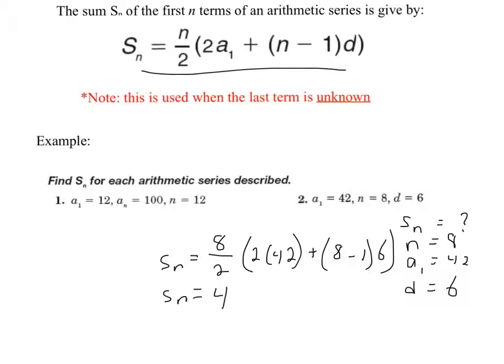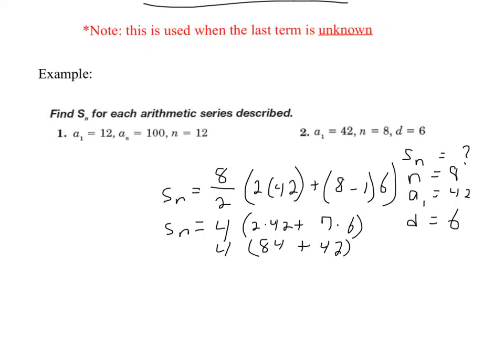So that gives me 2 times 42 plus 7 times 6. Well, 7 times 6 is 42, and 2 times 42 is going to be 84. Then we're going to multiply that by 4. Let's see, 84 plus 42 gives us 100 and what? Think with me. 126. Double check me, make sure I'm right.